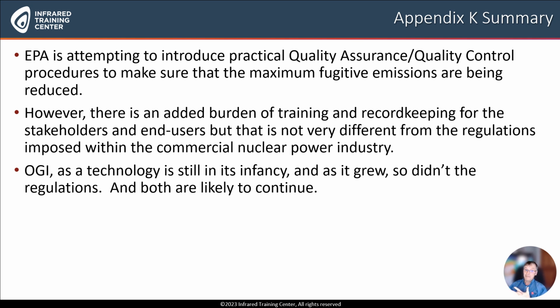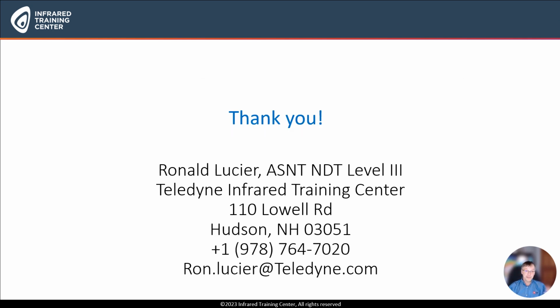And optical gas imaging as a technology, it's still in its infancy, okay? Again, 2005 is the first practical commercial camera, and today is 2023, so that's 18 years. You know, the technology is changing, the different types of cameras that are out there and different inspection technologies, they're all changing, and the regulations will change as well. And both are likely to continue. So anyway, that's our webinar.